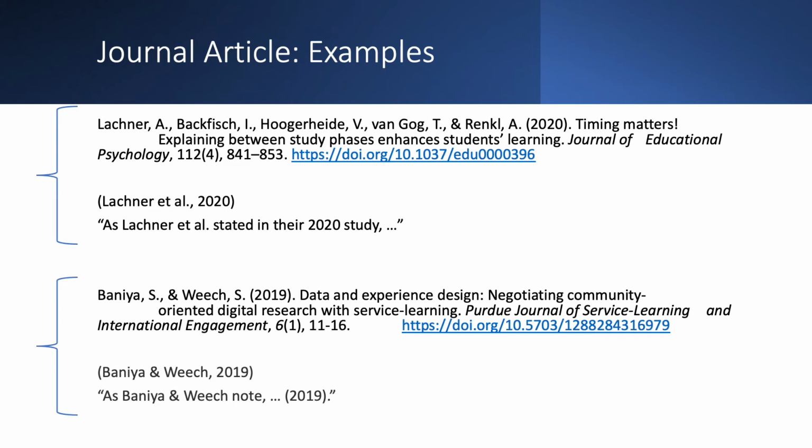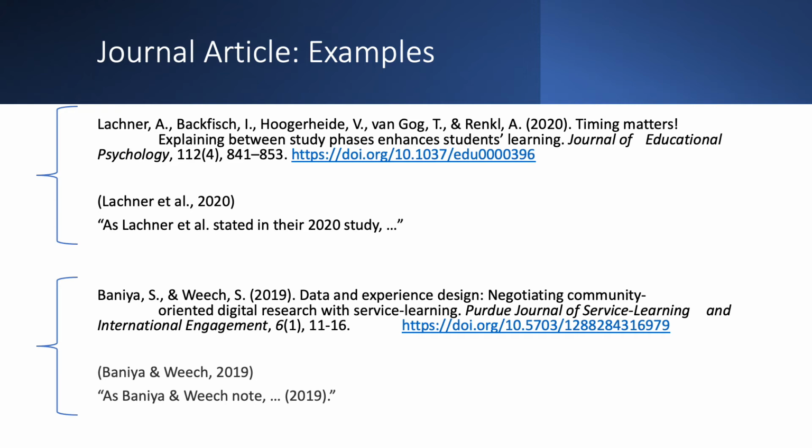You can also actually write out the information in more of a narrative format. So if you prefer that to the parenthetical citation, you can do the in-text citation by saying, as Lochner et al. stated in their 2020 study, and then go on to quote them or paraphrase the information. What you really need to make sure of is that that author is included and the date of publication is included. That's really the essential part.